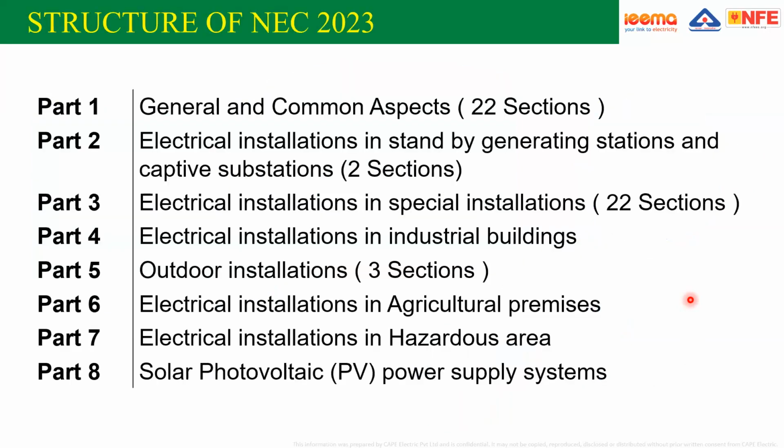So it consists of 8 parts. The first one talks about general and common aspects, which consists of 22 sections. Part 2 talks about electrical installation in standby generating stations and captive substations, basically generators and captive substations. It consists of 2 sections. Part 3, electrical installation in special installation, I will explain it later. 22 sections are there. Industrial building in part 4, outdoor installation, 3 sections in part 5, agriculture premise in part 6, hazardous area in part 7, solar PV in part 8. This is the structure of the National Electrical Code.